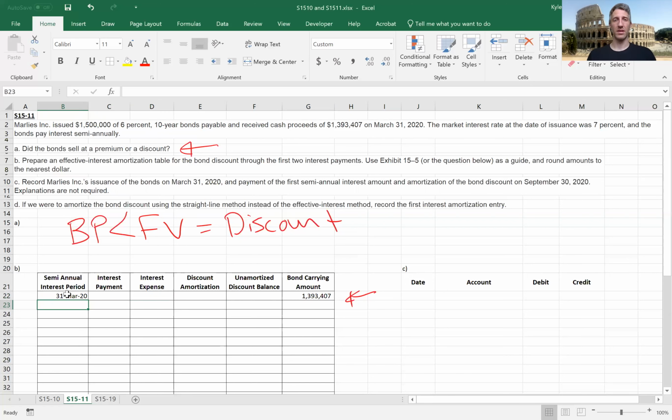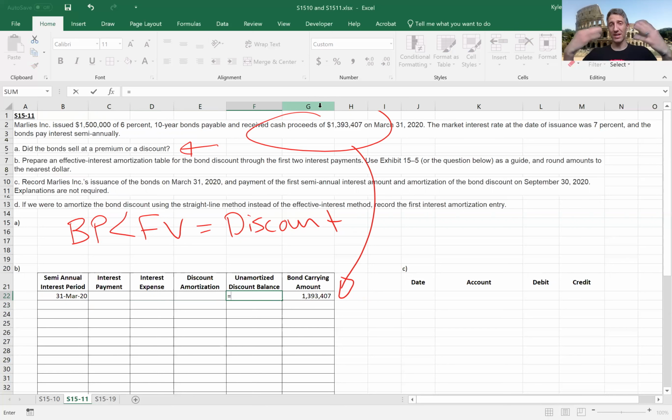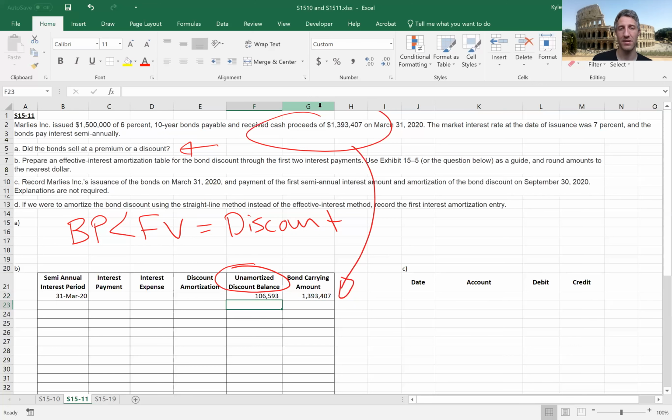$1,393,407. I got that amount from the question stem. That's the carrying value of the bond on the date it was issued. It was issued at a discount, which means they need to amortize that discount over the life of the bond, over the term of the bond, which means that the unamortized amount as of the date of acquisition is going to be the face value, which is $1.5 million, less the carrying value.